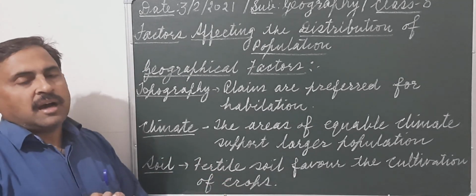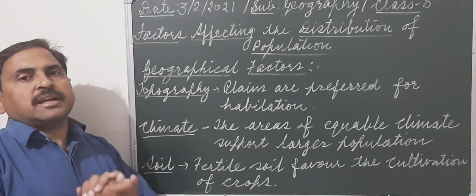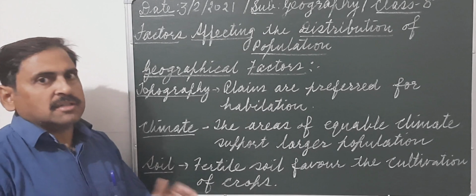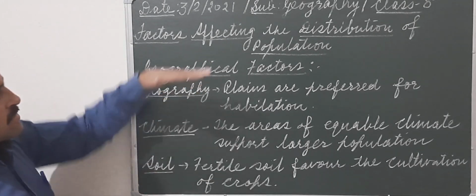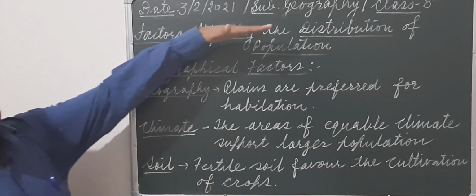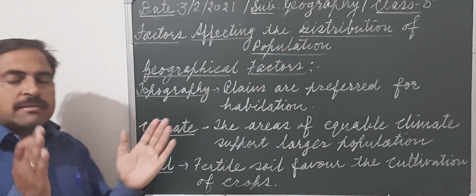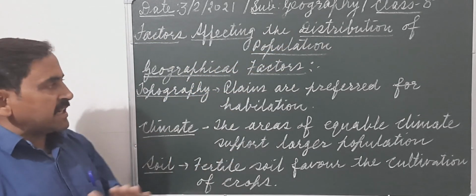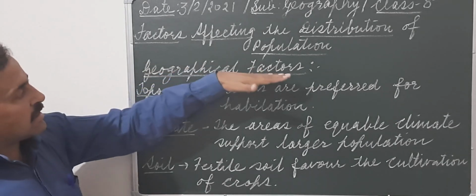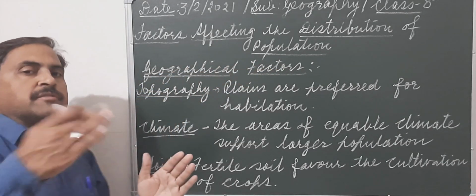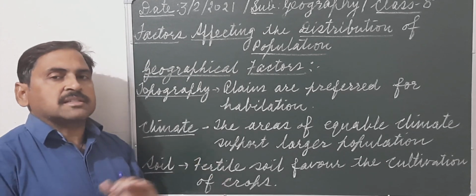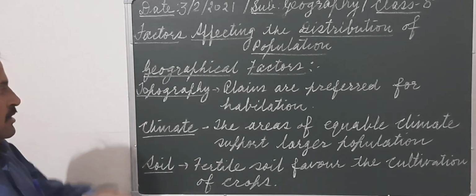Why are people not distributed equally over the earth's surface? There are some factors which affect the distribution of population, which can be put under two categories. First category will be the geographical factors and the other category will be the other factors. First, let's discuss the geographical factors.